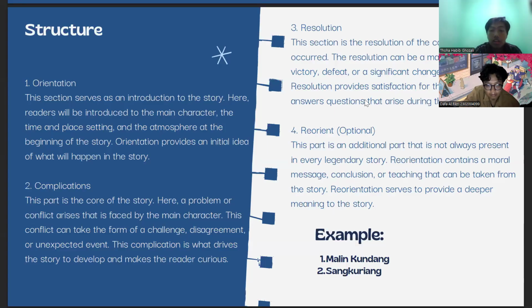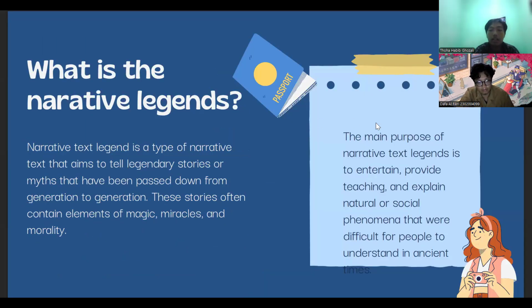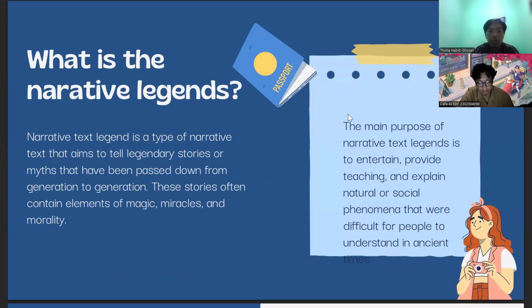And number three is resolution. The resolution is how the conflict is resolved. The resolution can be the main character's victory, defeat, or a significant change in the situation. And the last one is optional, which is reorientation. This is just an additional part that is not always present in every legendary story. So the main structure is actually just three, but the reorientation is optional. An example, like Dafa mentioned, is Malin Kundang.